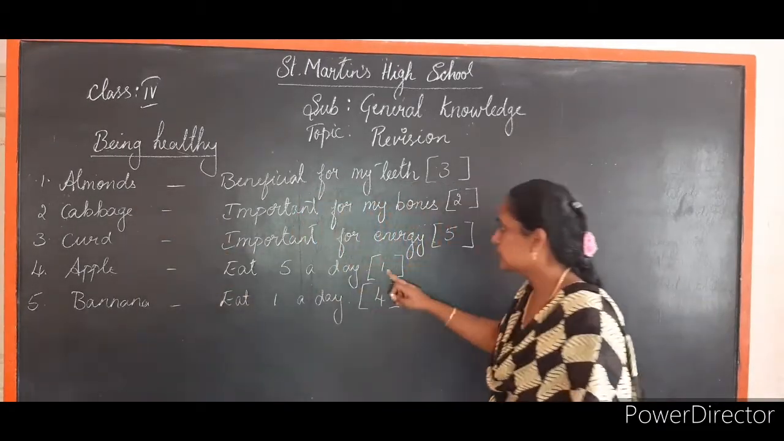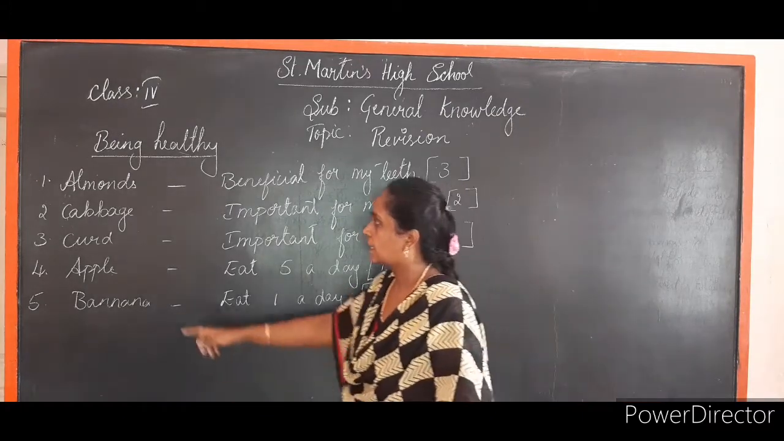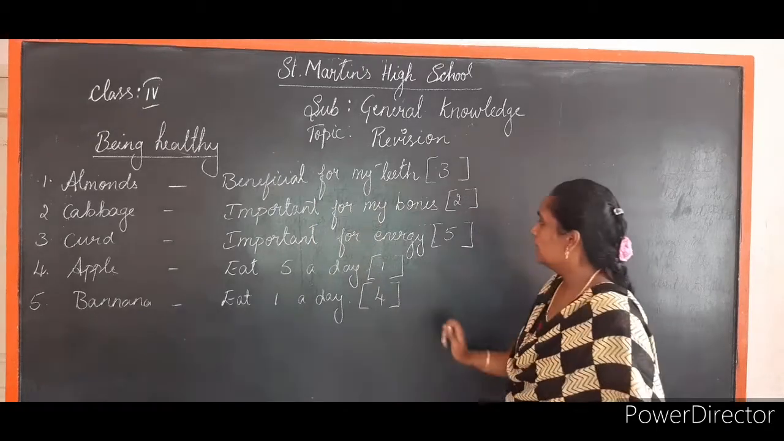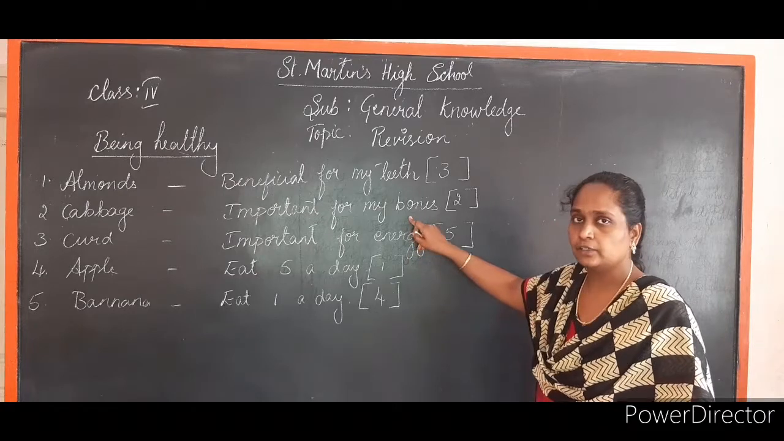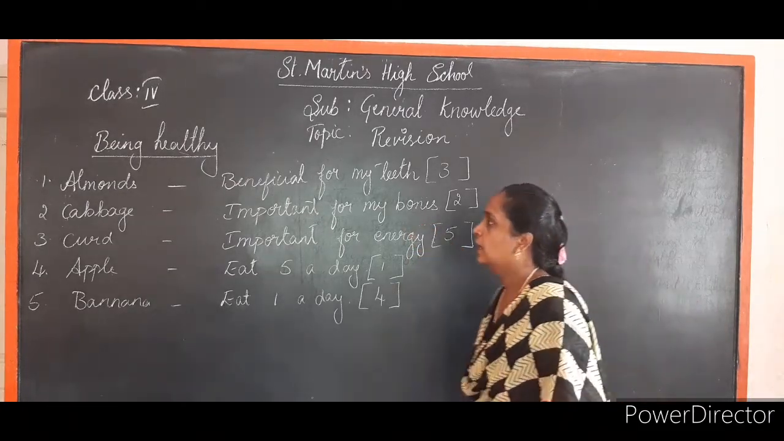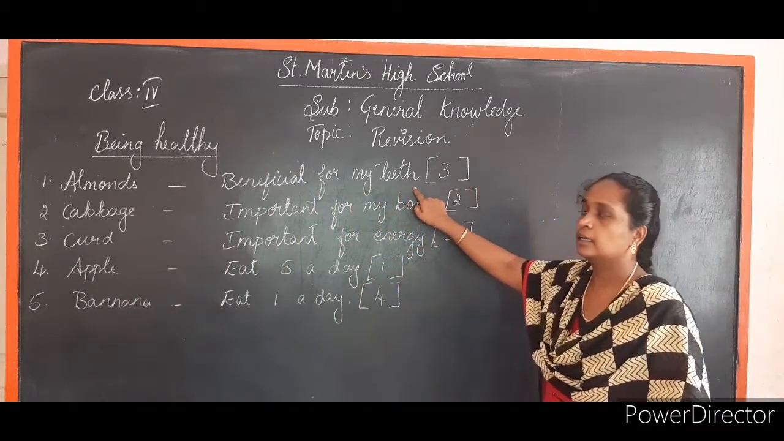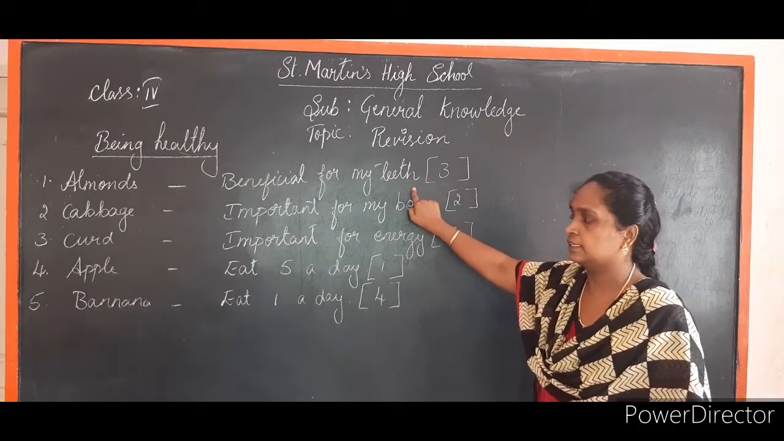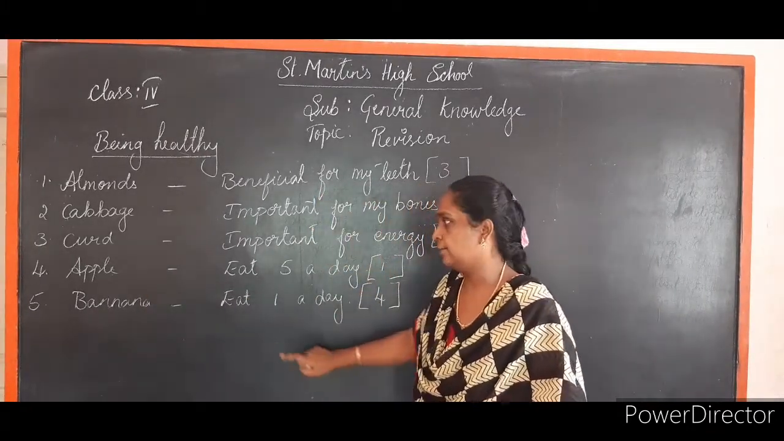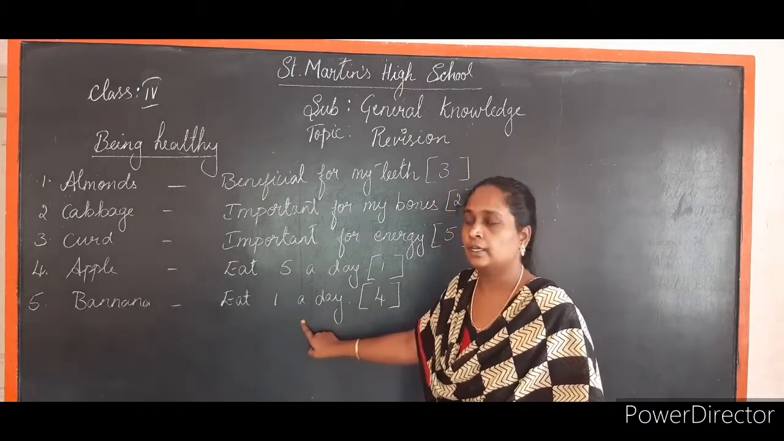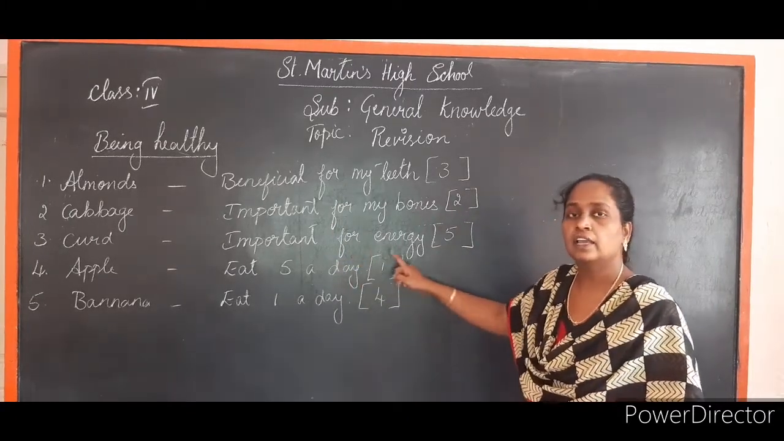Almonds, eat 5 a day. Cabbage is beneficial for my bones. And then curd, beneficial for my teeth. Apple, eat 1 a day. And then banana, it is important for energy.